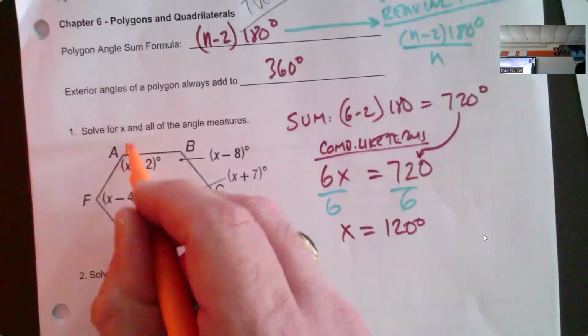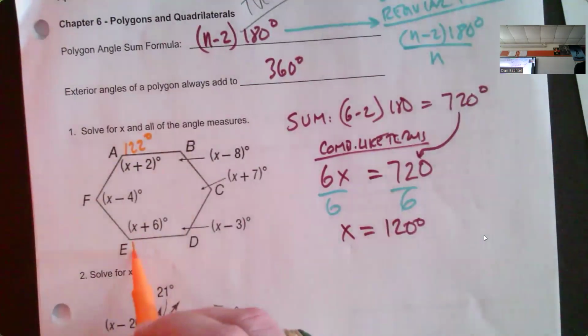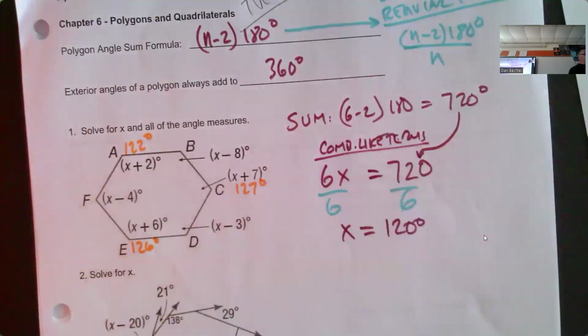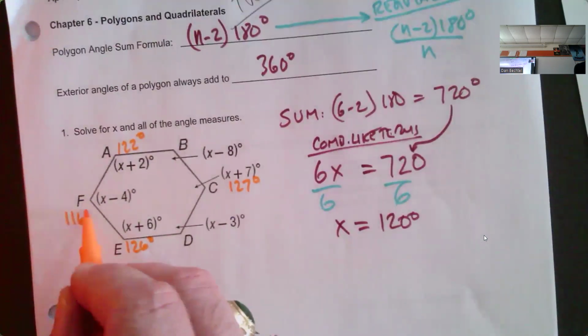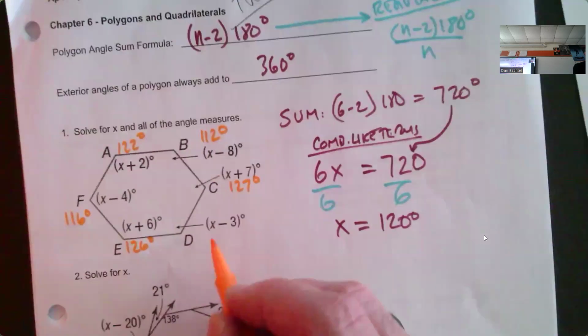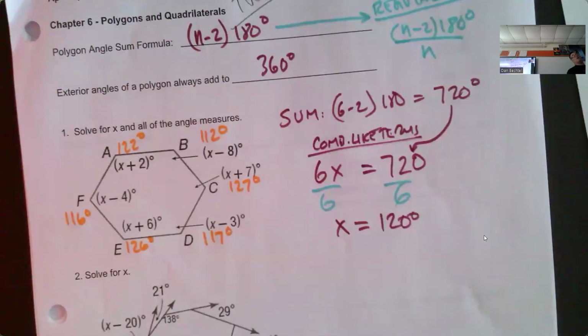So this one's 122 because I added 2 to it. This one here adds 6 to it, so it's going to be 126. This one adds 7, so it's 127. Okay, so we have all the adding ones there. Now I'm going to subtract. If I take 4 off, that makes this one 116. If I take 8 off, that makes this one 112. And if I take 3 off, that makes this one 117. So those are the ones that we have, and they're all written on.